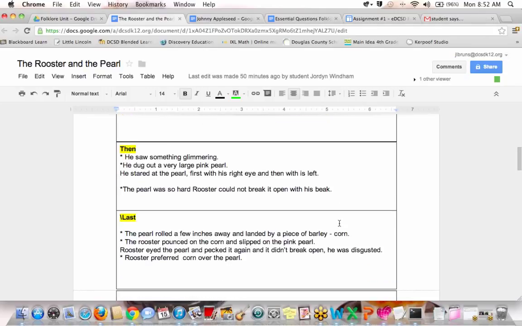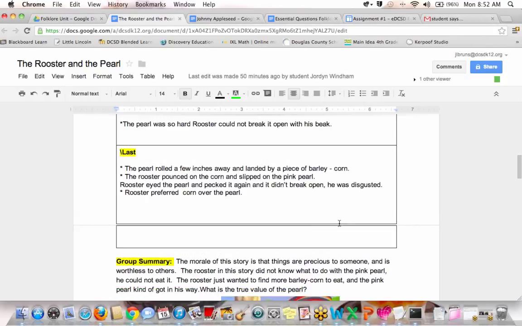He saw something glimmering. He dug out a very large pink pearl. He stared at the pearl, first with his right eye, then with his left. The pearl was so hard Rooster could not break it open with his beak. Okay. And what happened last?